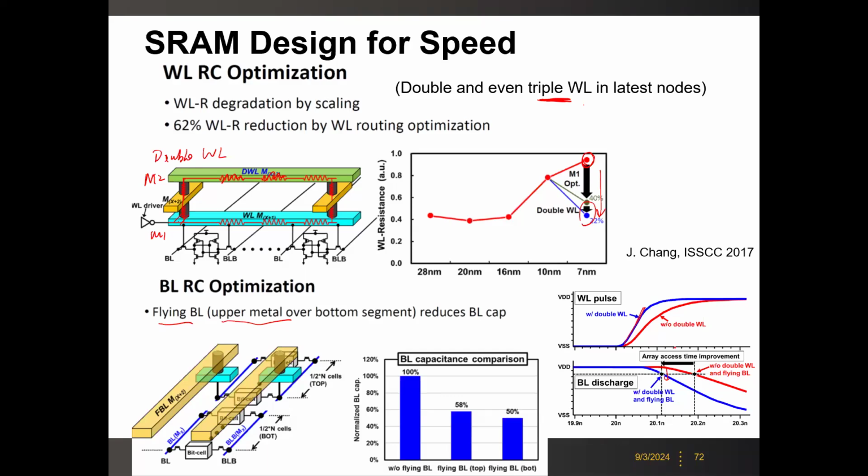So the SRAM design today spends a lot of effort on those parasitic optimizations at the array level, at the interconnect level.